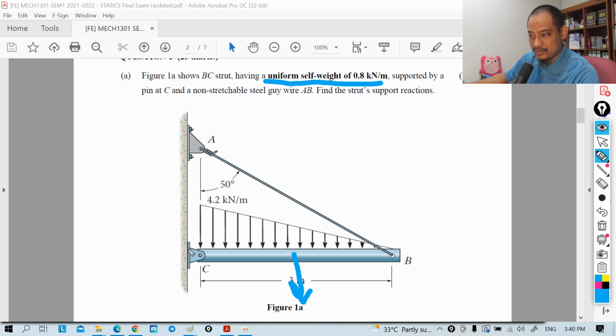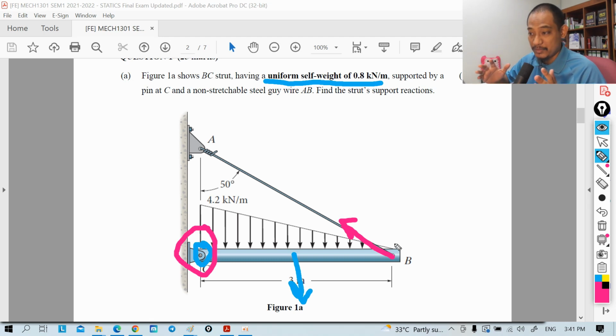Supported by a pin C, so there's a pin here, and a non-stretchable steel guy wire AB. So this is wire AB, non-stretchable, so we have a tension here. Find the strut support reaction. So what is question 1? That is the important thing. The question 1, support reaction. So meaning you have CX, CY here, and basically what is the tension here, right? So that's basically the question.